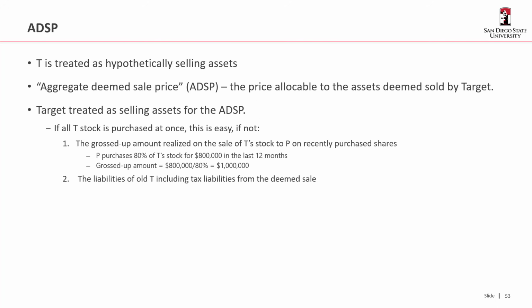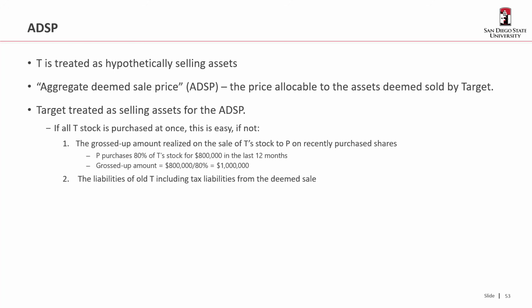Okay, so let's talk about how these items are actually calculated. So T is treated as hypothetically selling its assets, right? So old T becomes new T. The way you do that is you calculate the aggregate deemed sales price, or the ADSP. This is the price allocable to the assets deemed sold by the target. The target is treated as selling those assets for ADSP. So if all of T's stock is purchased at once, it's super easy. However, it is not easy if all of T's stock is not purchased at once.